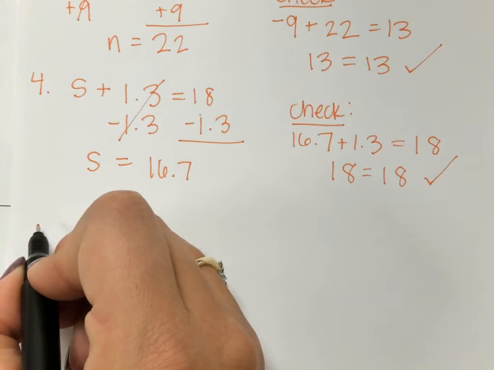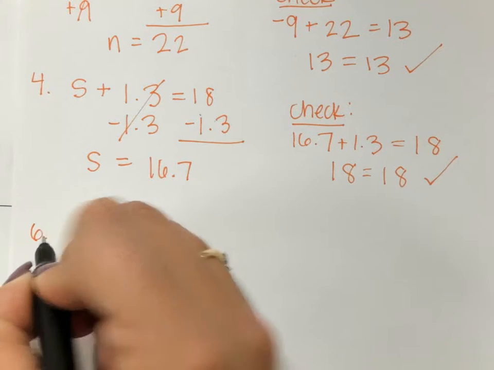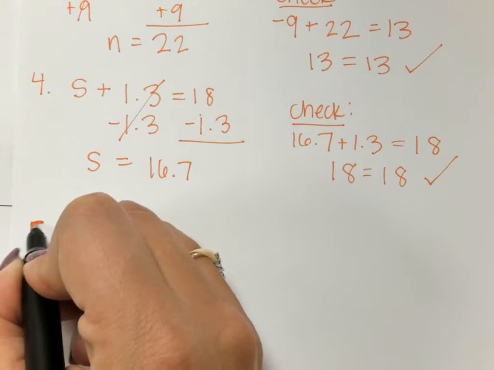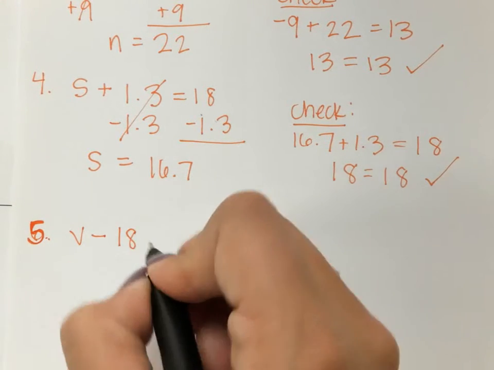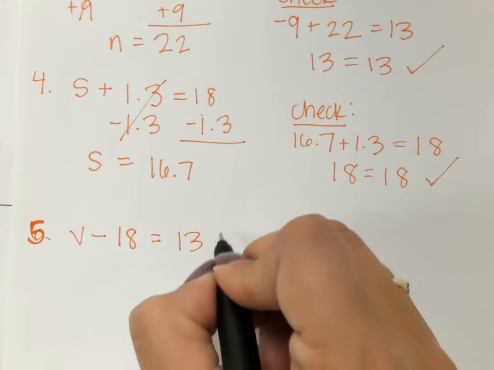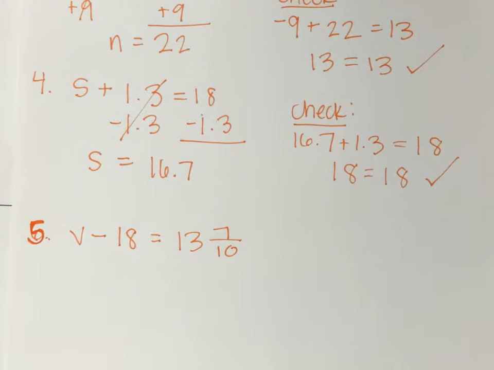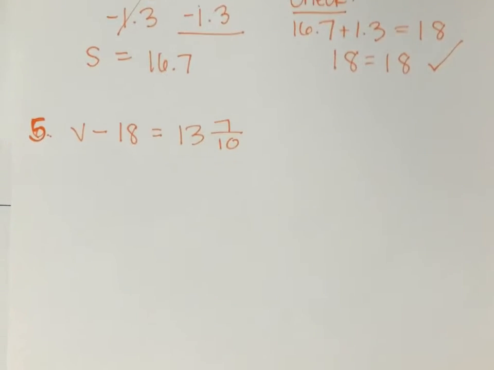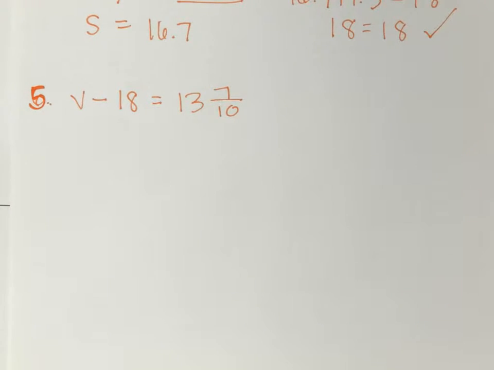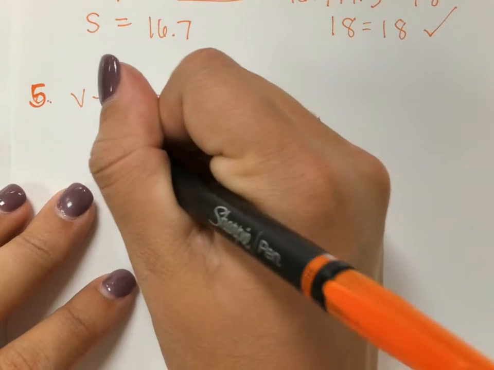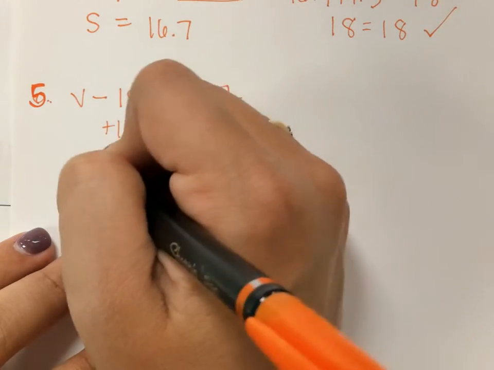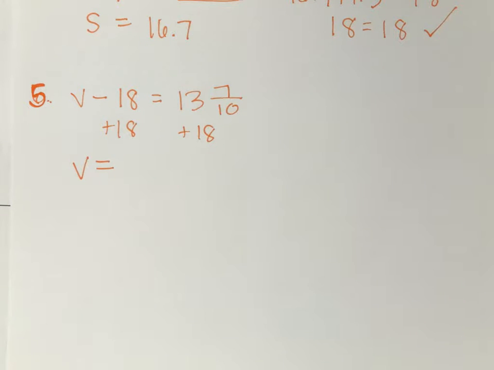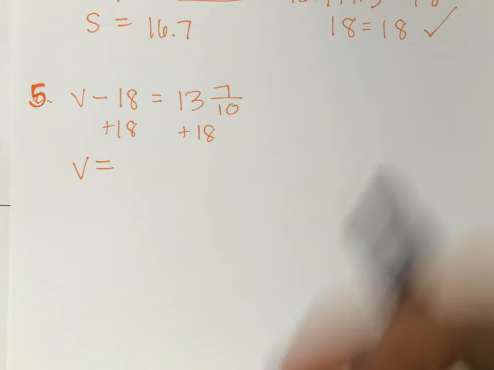What if I throw a fraction into the mix? Sorry, this is 5. So what if I have v minus 18 equals 13 7/10? I'm going to add 18 to both sides. Alright, so I've got 13 7/10 plus 18.